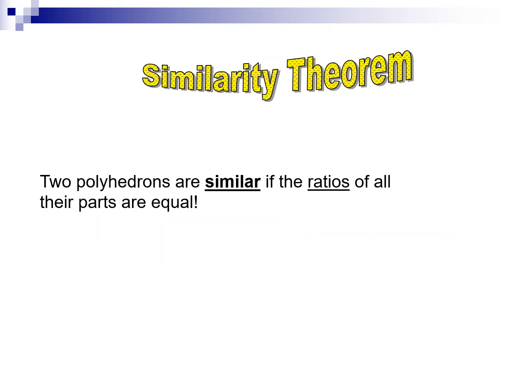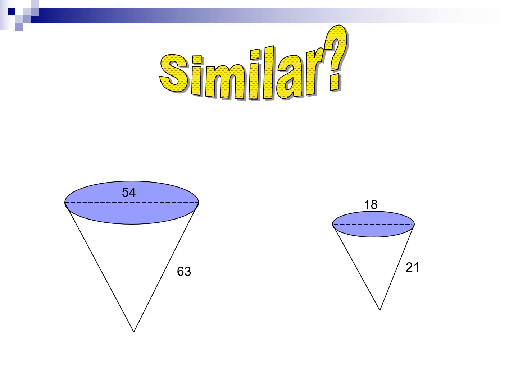Now let's look at the similarity theorem. It says two polyhedrons are similar if the ratios of their parts are equal. So now we have to look at the ratio of their parts. Let's take a look at these two cones. Remember, we're comparing the ratios of their parts, not just comparing the parts.